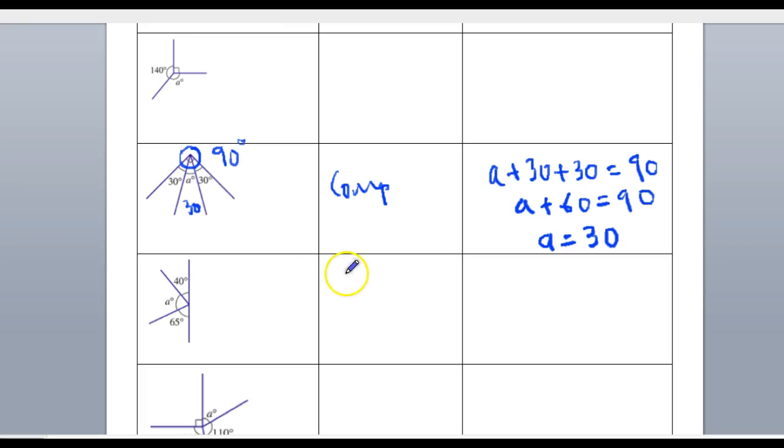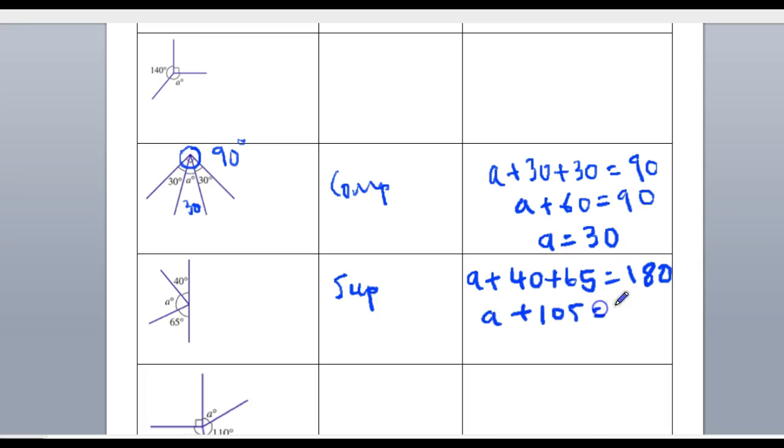The next one is supplementary. And remember, they add up to 180. So this time we have A plus 40 plus 65 equals 180, sorry, I'm thinking ahead. A plus 105 equals 180. And then to find out the difference, you can just say 180 minus 105. So A is equal to 75.